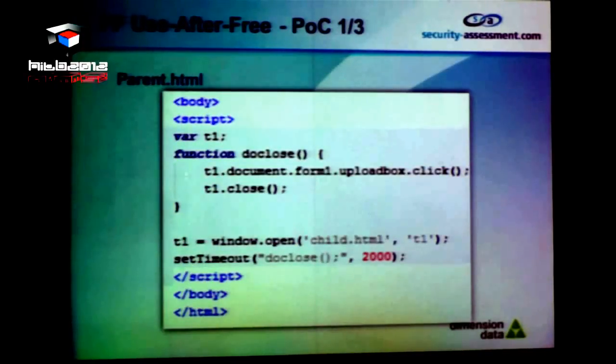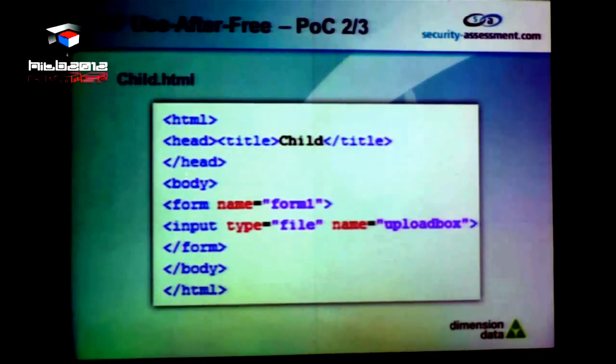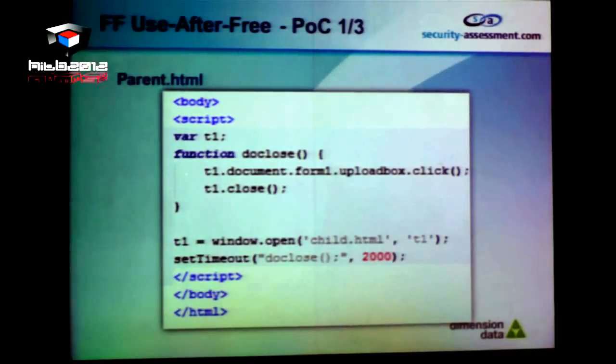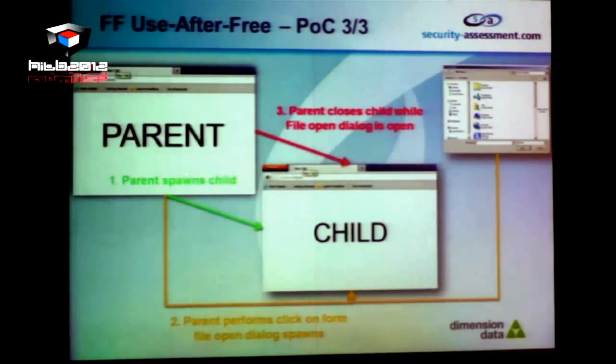The parent opens the child, and then there's a setTimeout function, in this case doClose, which is triggered after 2 seconds. Then it clicks on the input file from the parent, and then it closes the child. To make this very simple, I tried to picture it: the parent spawns the child, then clicks on the form, which calls Windows to spawn the file open dialog. Then the parent tries to close the child while the file open dialog is still open.